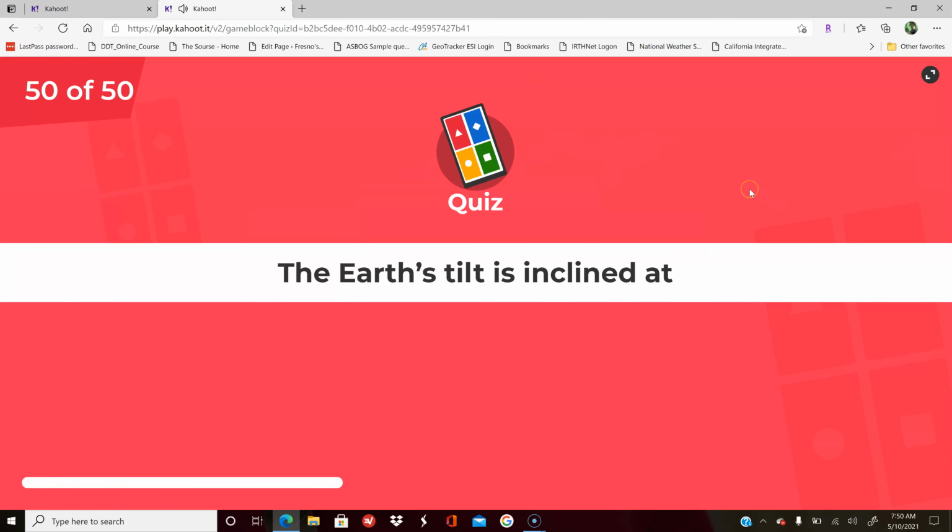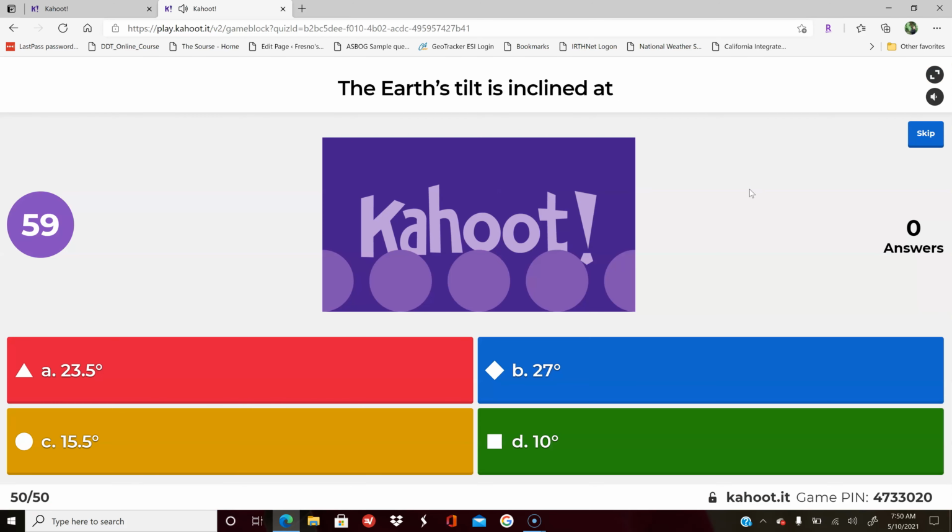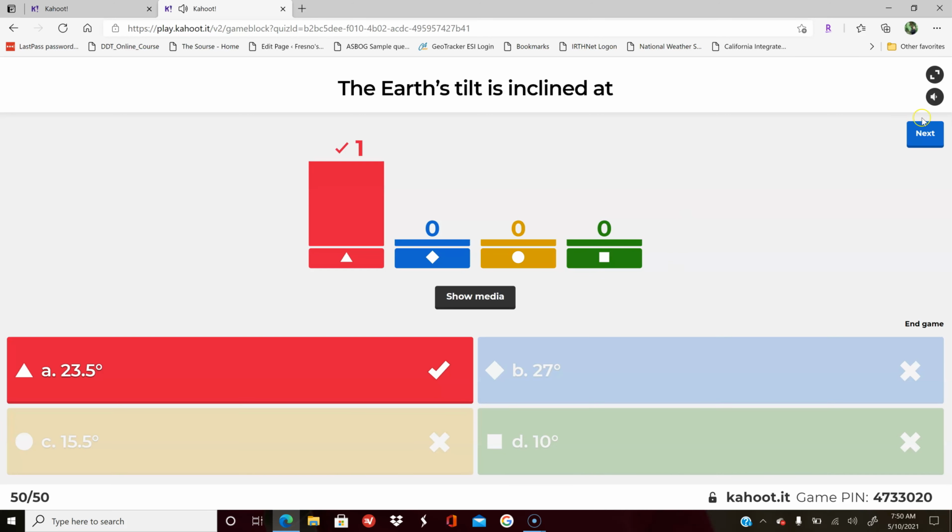Last question. The Earth's tilt is inclined at 23.5 degrees, 27 degrees, 15.5 degrees, or 10 degrees. 23.5 degrees.